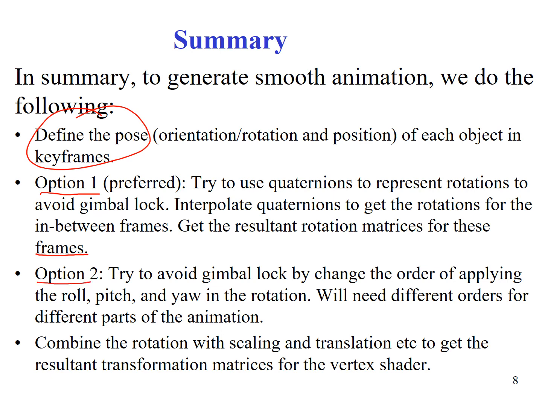In option two, which is not the preferred option, we try to avoid gimbal lock by changing the order of applying the roll, pitch, and yaw in the rotation. And once we have interpolated the rotation angles, we derive the rotation matrices and apply them to achieve smooth animation. We can also combine the rotation with scaling and translation to get the resultant transformation matrices for the vertex shader.